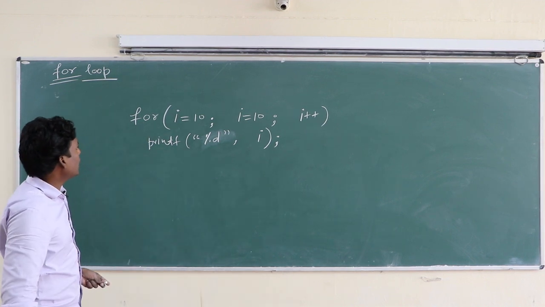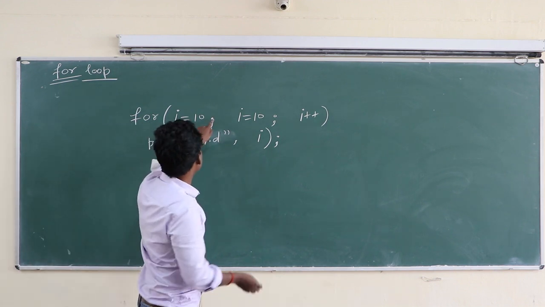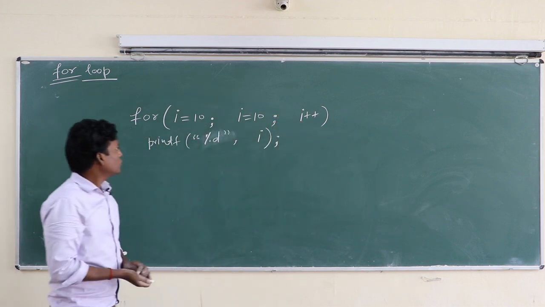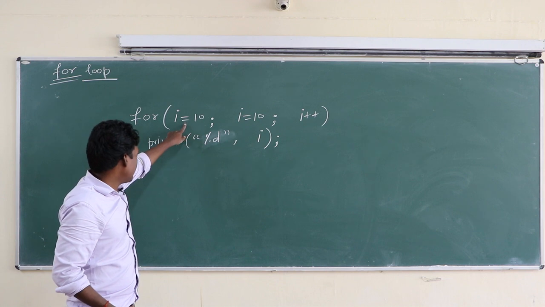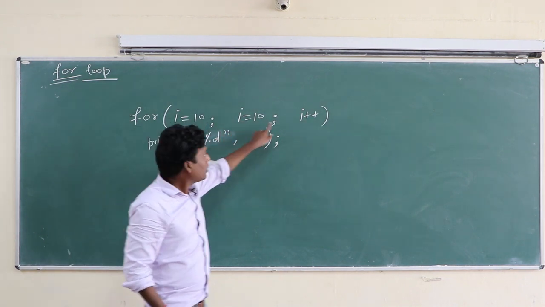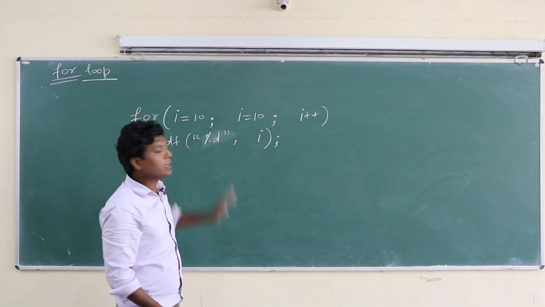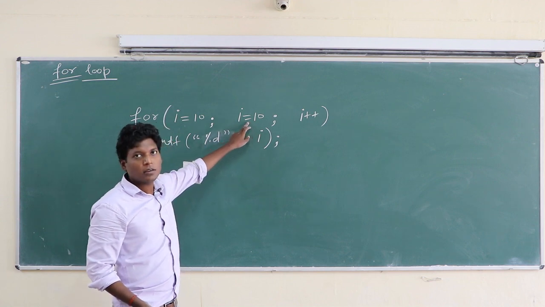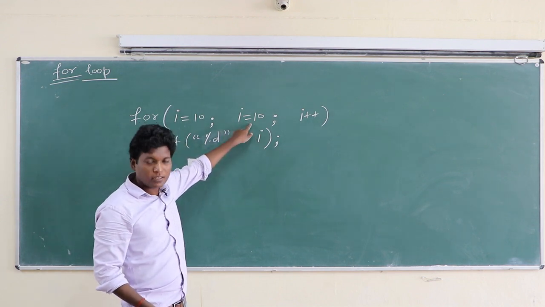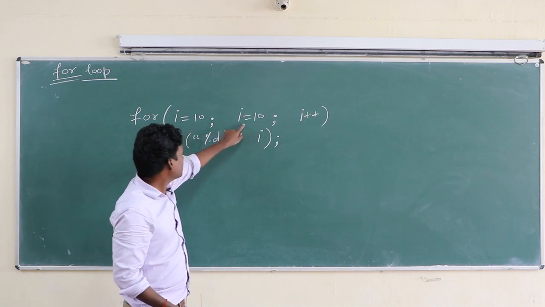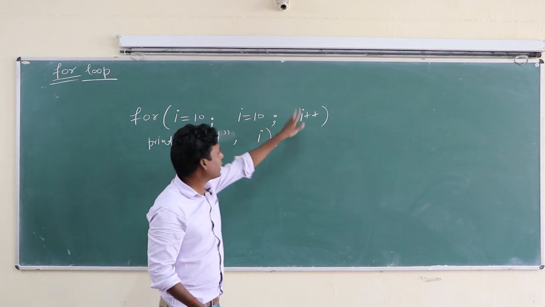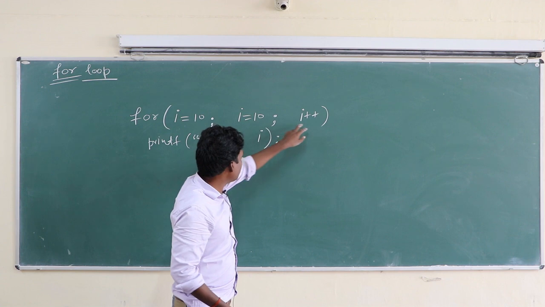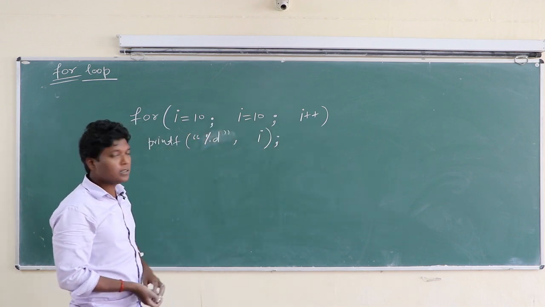So what will be the result? Class, for I equal to 10 semicolon I equal to 10 semicolon I plus plus. All three sections, variable initialization, condition testing and increment/decrement, can be replaced by a valid expression. You may think there is no testing, but there is testing here also. This is the condition. This is a valid expression, this is a valid expression, this is a valid expression. So all is true.